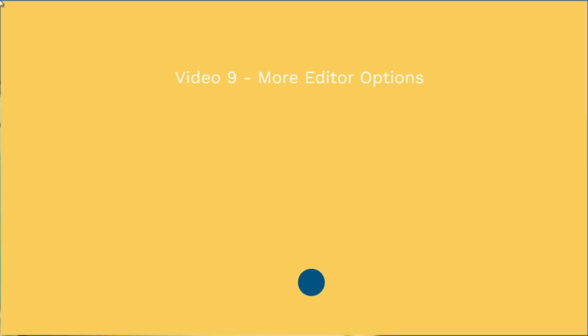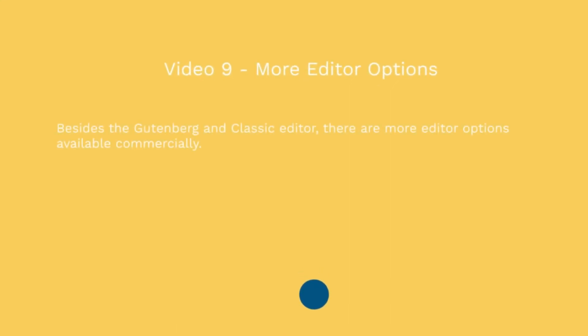And now we're going to talk about more editor options. Now, besides the Gutenberg and Classic Editor, there are actually more editor options available commercially. What I mean by that is that there are other plugins that have different editors that look nice. Some of them include Thrive Themes, WP Bakery, and Elementor. Each has its pros and cons, its strengths and weaknesses. And really what it comes down to is which one do you like the best?